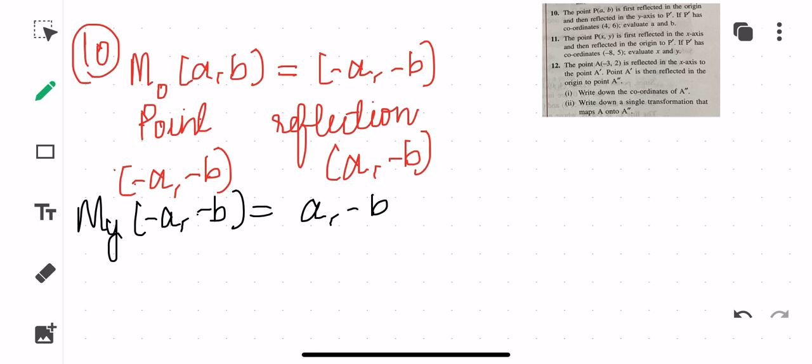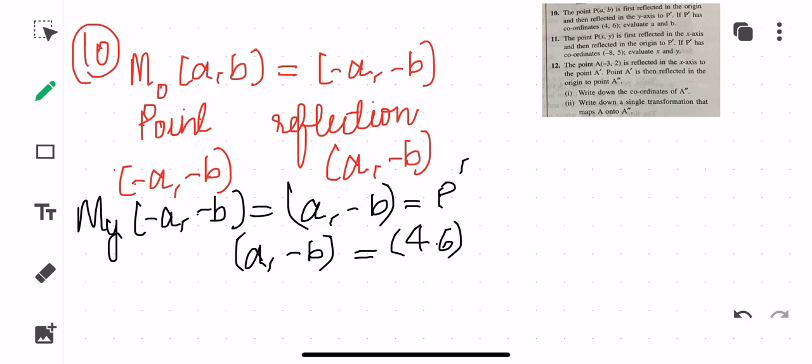Now, P dash is the point we are talking about, and if it has coordinates (-8, 5), what will be the value? Not (-8, 5), children, it's (4, 6). (-8, 5) is for question number 11. So you will write that (a, -b) will be equal to (4, 6).